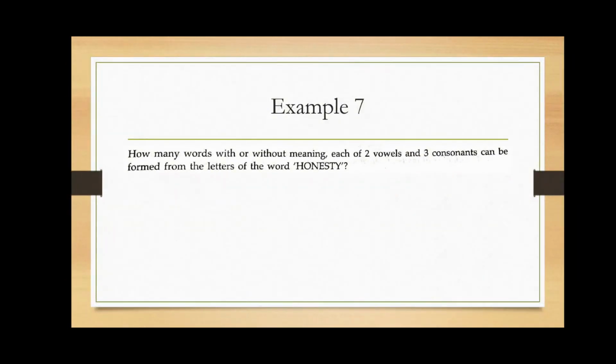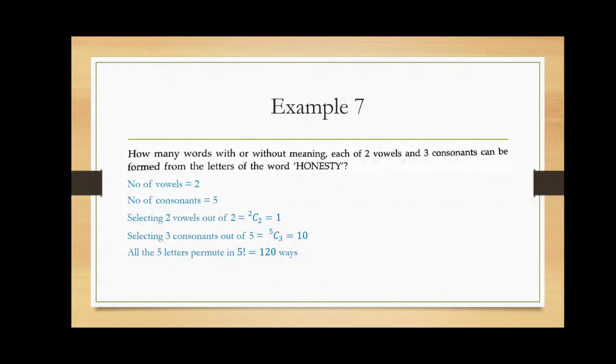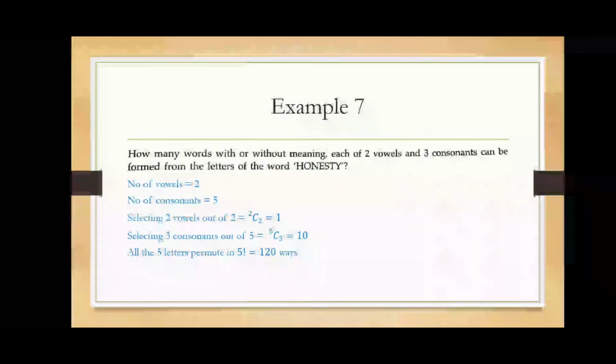Now, how many vowels and consonants do I need to form the words? I need 2 vowels and 3 consonants. So 2 vowels selected from 2 vowels, how many ways can I do it? 2C2 ways, that is only one way because both of them have to be taken. And then I have to select 3 consonants out of 5. I can do it in 5C3 ways, that is 10 ways. So these are the selections that have been made.